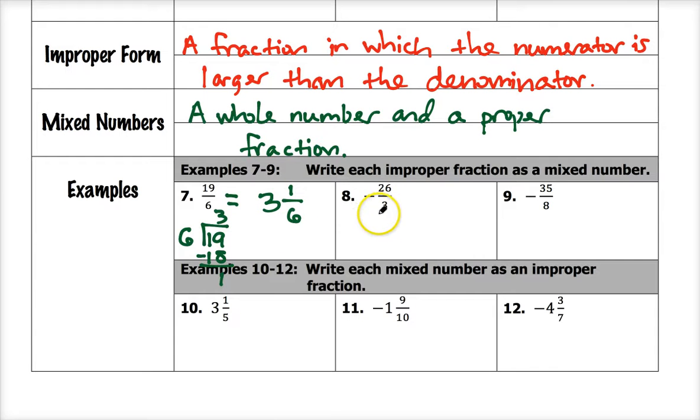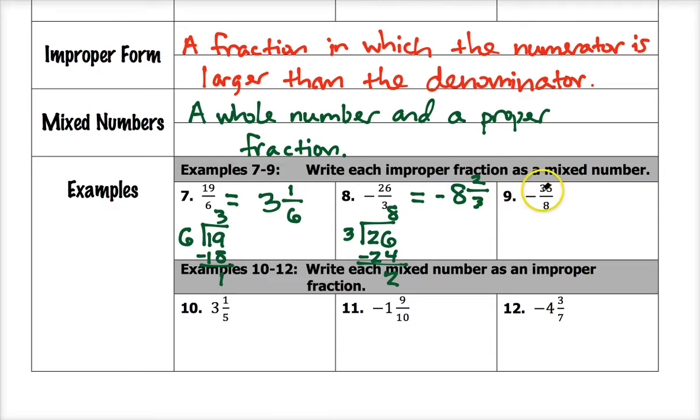Negative 26 thirds. Again, think of that as 26 divided by 3. 3 will go into 26 8 whole times. So this becomes a negative 8 as the whole number part. 8 times 3 is 24, and so you subtract there, you get 2 as the remainder. So this becomes negative 8 and 2 thirds as a mixed number. Negative 8 and 2 thirds.